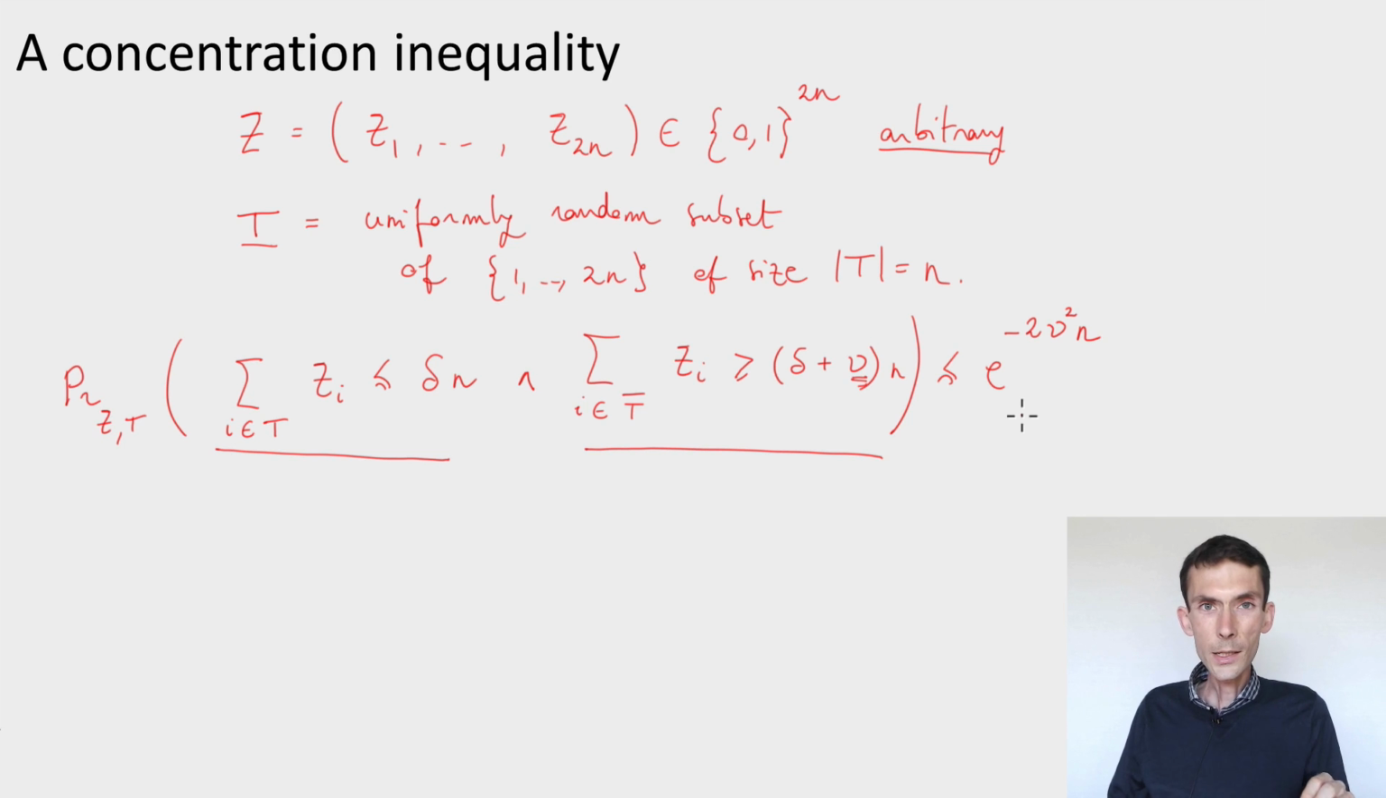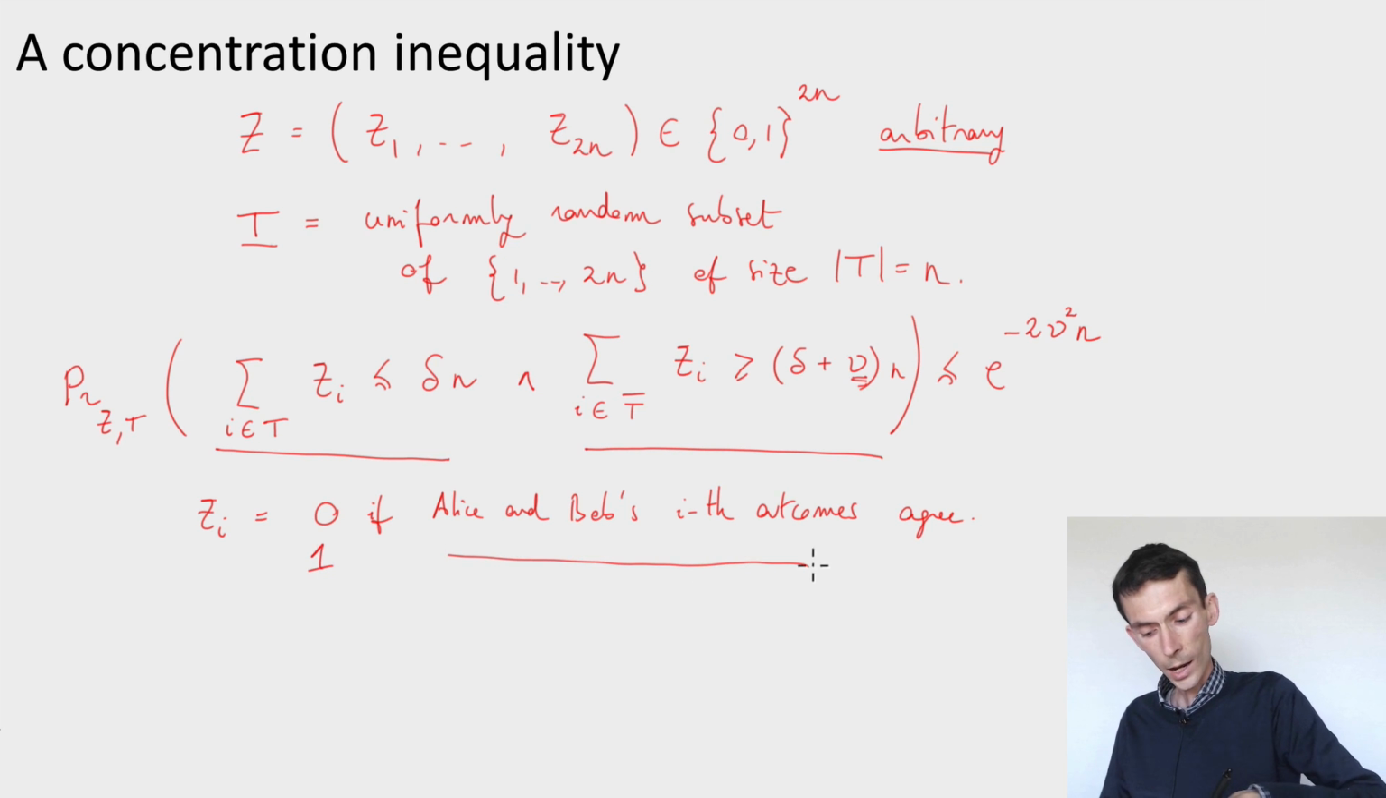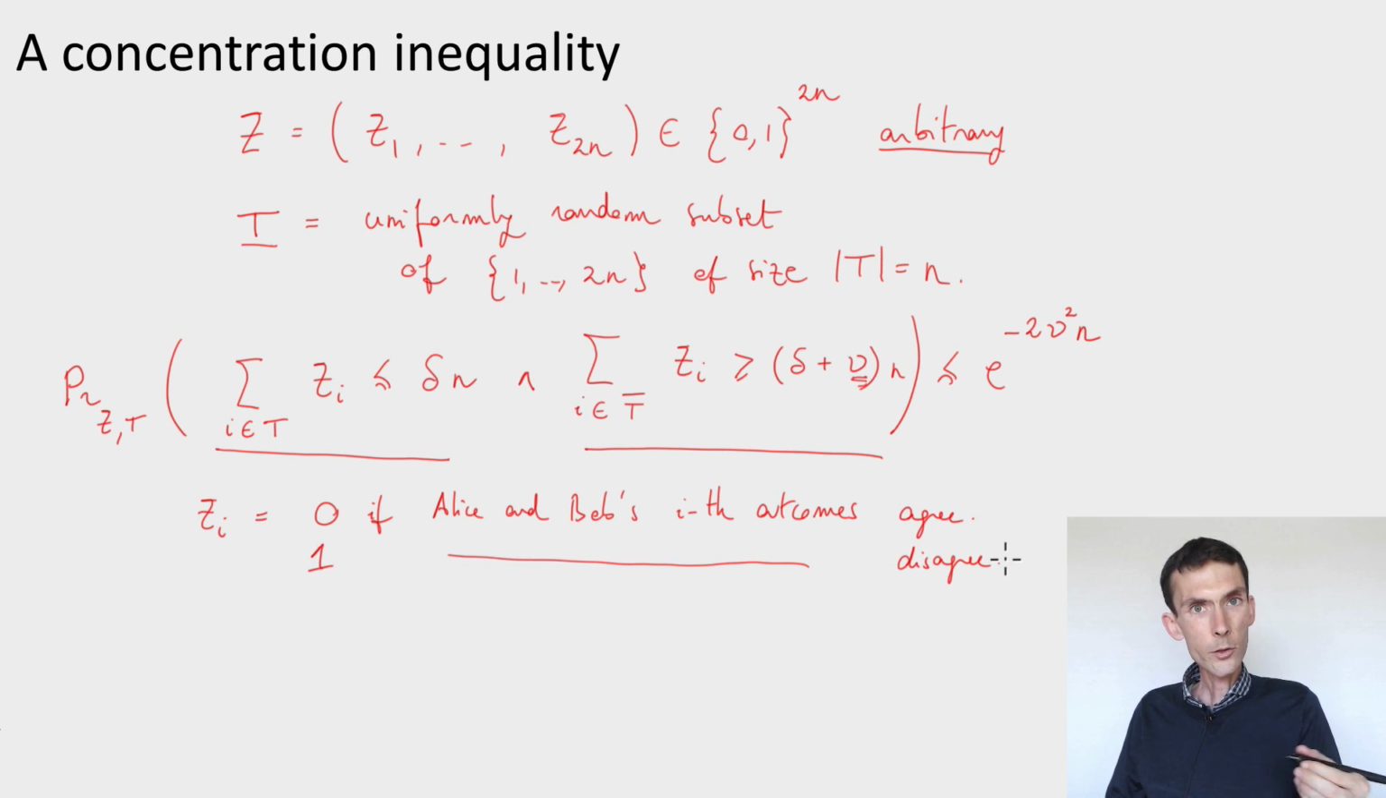So you can already see, I think, how this inequality will be applied in the analysis of the BB84 protocol. The idea is to set up a special variable z_i. z_i will be equal to 0 if Alice and Bob's ith outcomes, for those rounds that were not discarded, so when their basis choice is the same, agree, and 1 if they disagree. So then the test that is performed in the protocol is exactly choosing a uniformly random subset t, like the one here, and checking that the sum for i in t of the z_i's is at most the error tolerance, delta, times n.